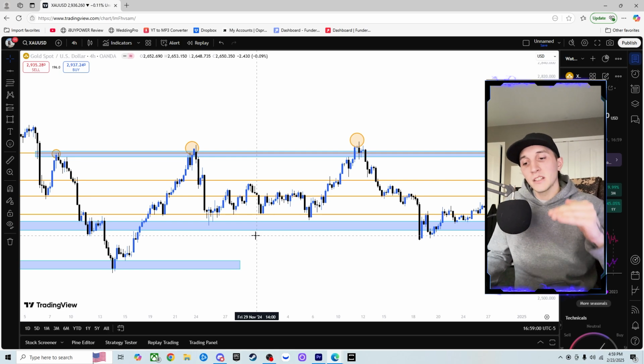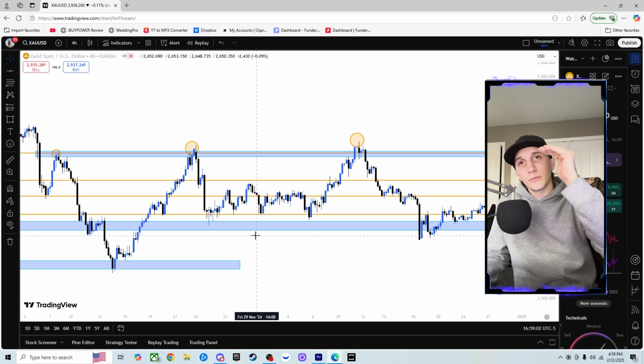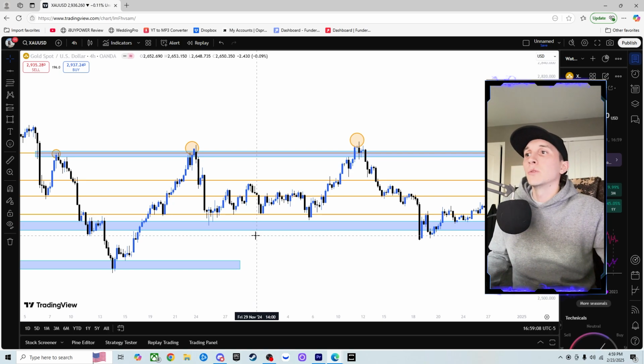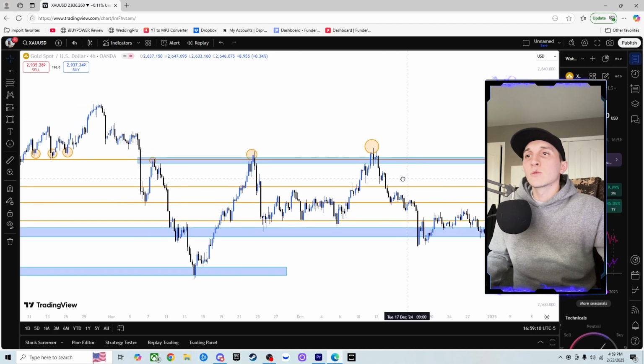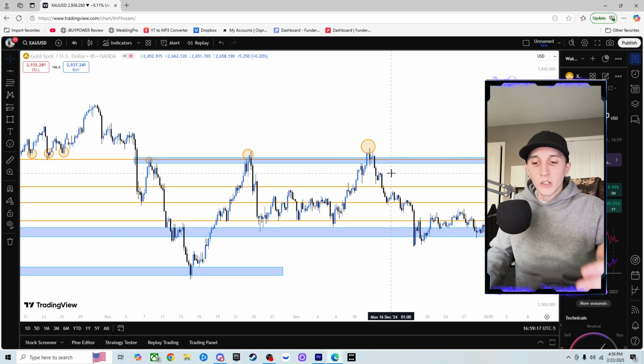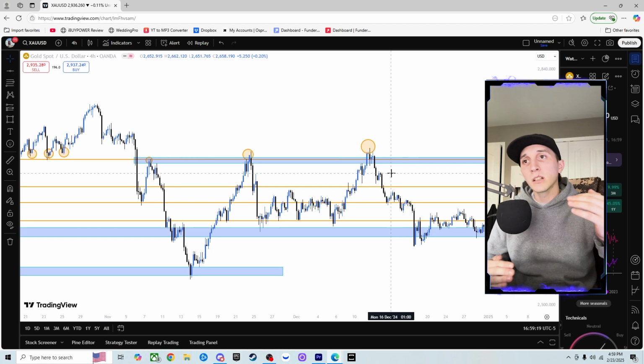Again, if it goes over the resistance, that turns to a support. If it goes under the support, that turns to a resistance. Simple things like that. But that's really the main difference, guys. It's really not anything crazy. I look at supply and demand zones as more of the larger frame kind of picture.